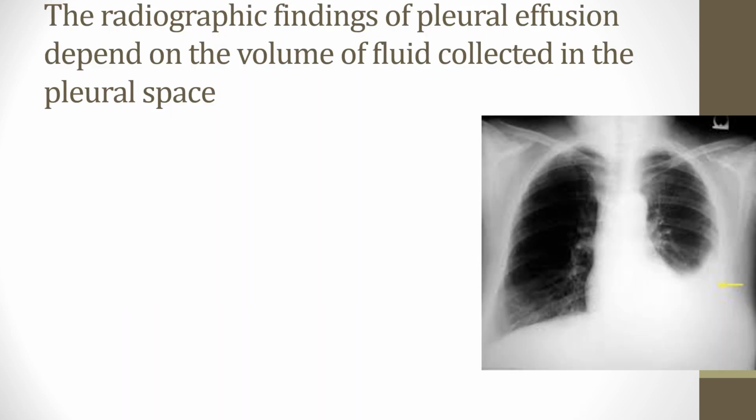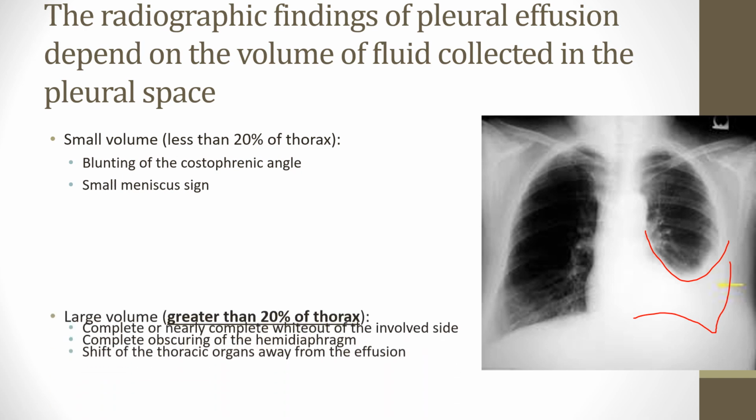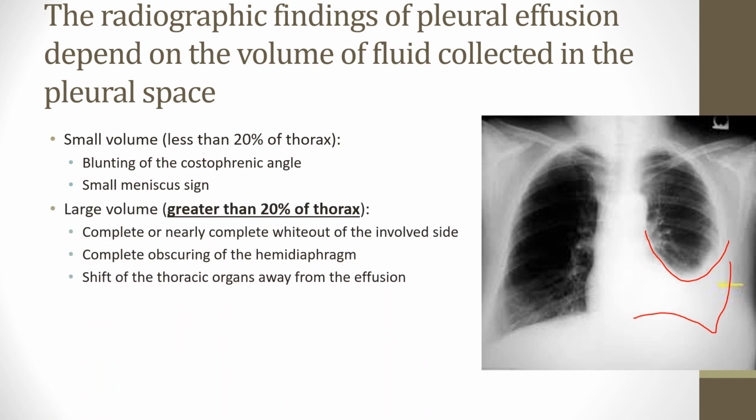All right, pleural effusions depend on how much volume is in the pleural space. And over here on this x-ray, you don't even see that left side of the heart. So it's a decent sized pleural effusion going on there. Small volume is considered less than 20% of the thorax. You'll have a blunted CP angle, a small meniscus sign overall. If it's large, it's going to be greater than 20% of the thorax. Usually you'll see complete obscuring of the hemidiaphragm, like what we see here in this picture. So obviously that's greater than 20%.